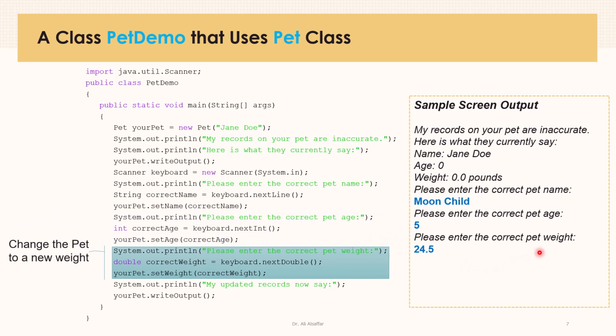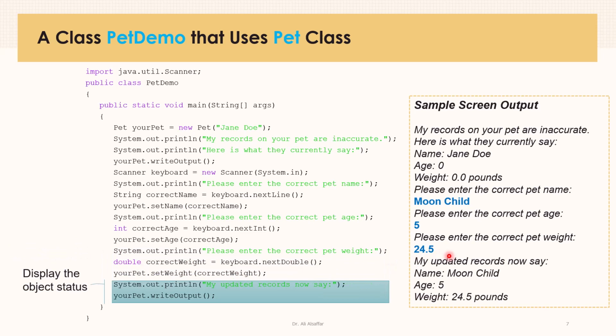Next, we will ask the user to enter the correct pet weight, and if the correct pet weight given by the user is 24.5, then we have a setWeight method. It will change the value for the default weight, which was 0, to 24.5. Finally, after updating the name, the age, and weight, we will ask the object to print itself by calling the method writeOutput, and as you can see, the name has changed to Moonchild, age was changed to 5, and weight was changed to 24.5 pounds.